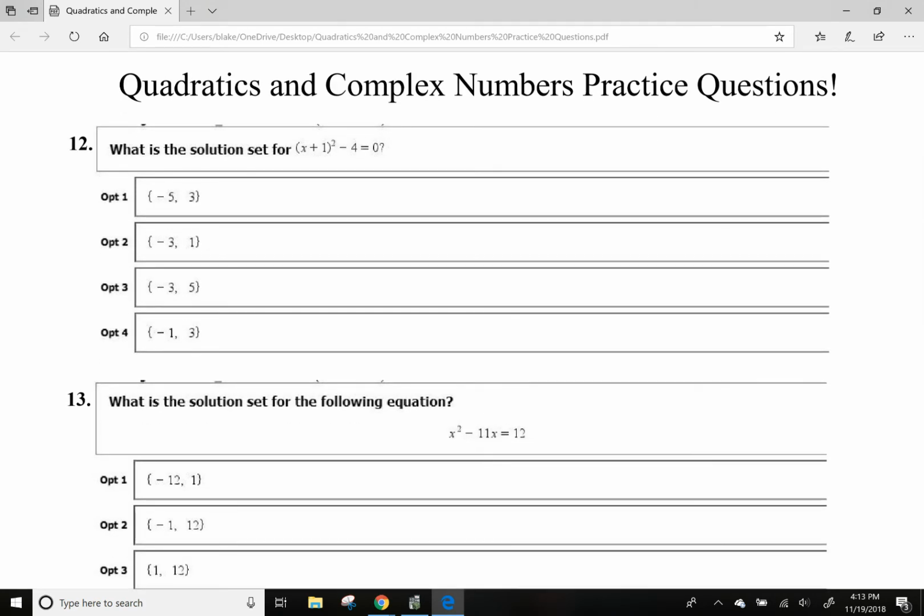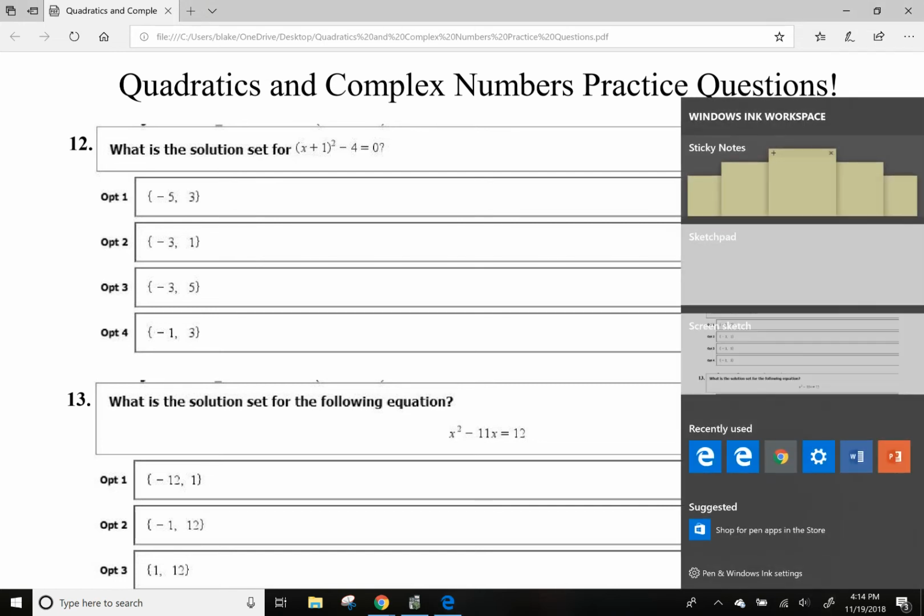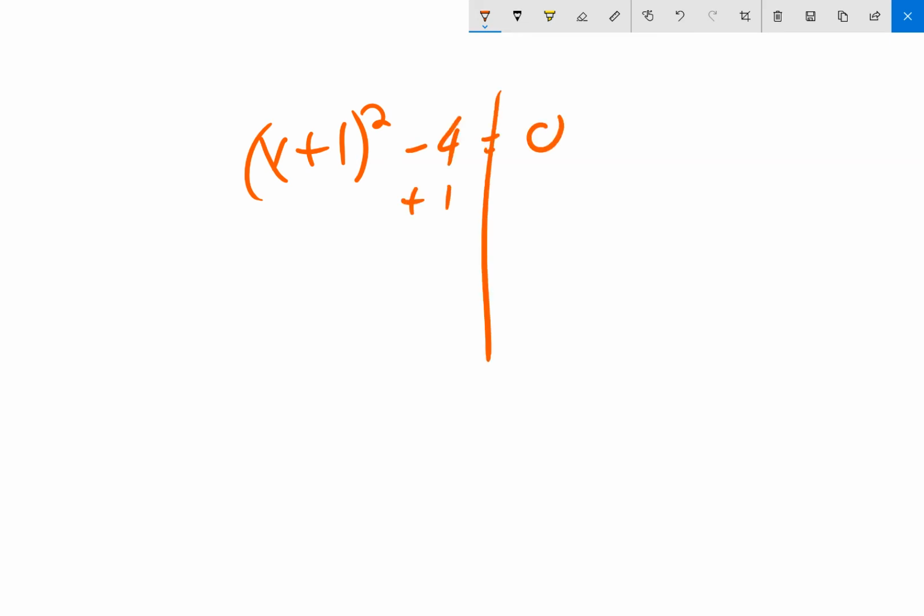Number 12, I can do the exact same thing because it has x all by itself again. There is only one x in that problem. So it'll make things a little bit more simple. So we have x plus 1 squared minus 4 equal to 0. So the first thing I'm going to do is move the 4 over. That's going to mean that x plus 1 squared equals 4.